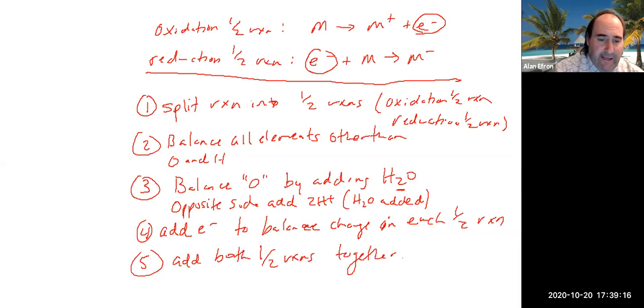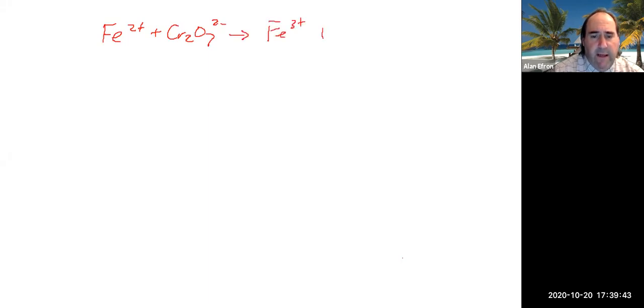So let's go through one here together just to show you how to put all this together when you're balancing one of these. So let's say that we have this redox reaction, and let's say we are going to take iron plus some dichromate, and we're going to make iron 3 and some chromium 3. And let's say that we wanted to balance this in acidic conditions. So this is a typical unbalanced redox reaction that you get.